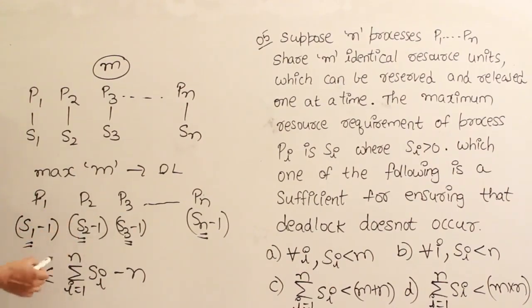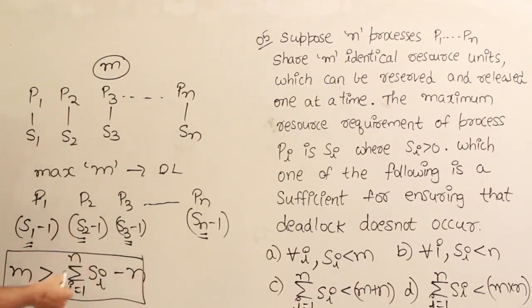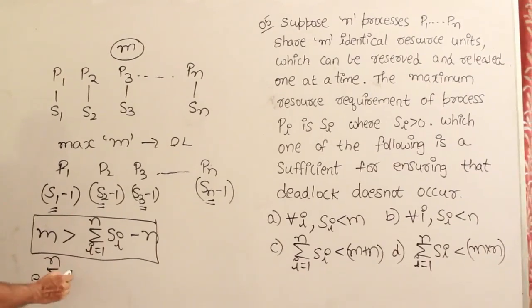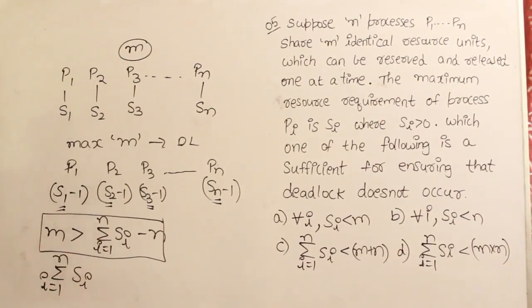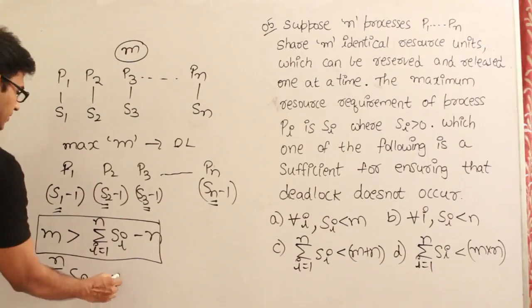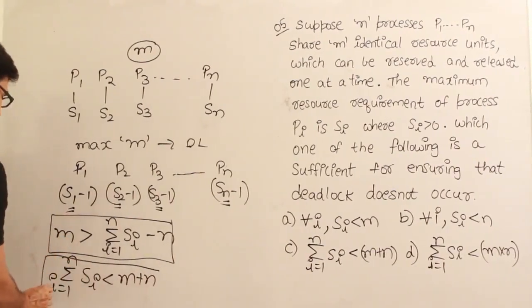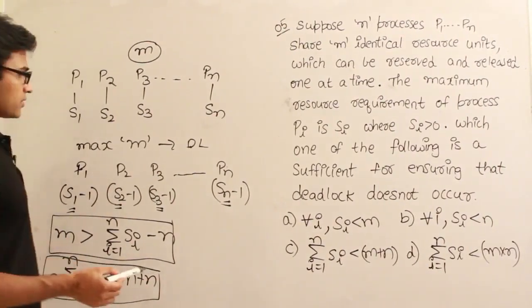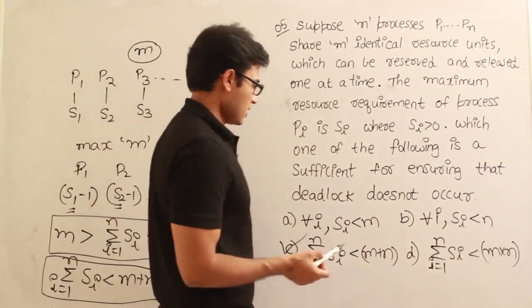If the number of resources is less than or equal to this, deadlock is possible. If you don't want any deadlock, then the number of resources m should be greater than sigma Si minus n. Then you can see the relationship. If you just do some reordering, then we get, is it visible? Sigma i equal to 1 to n of Si is less than m plus n. This is the condition we get. Okay, so this is how you can solve this. This is the option, right?